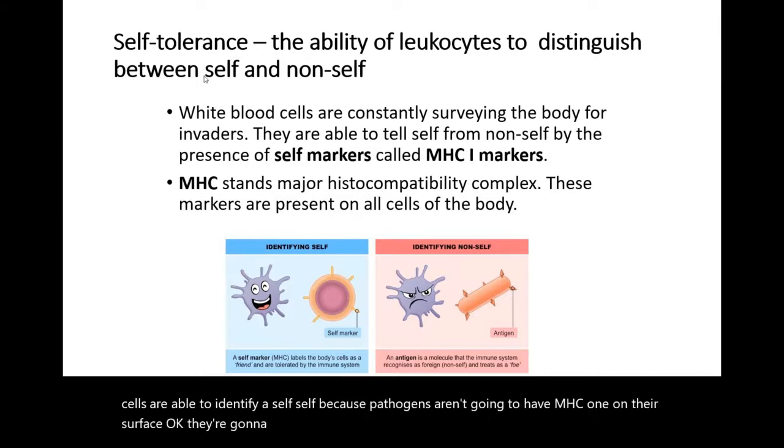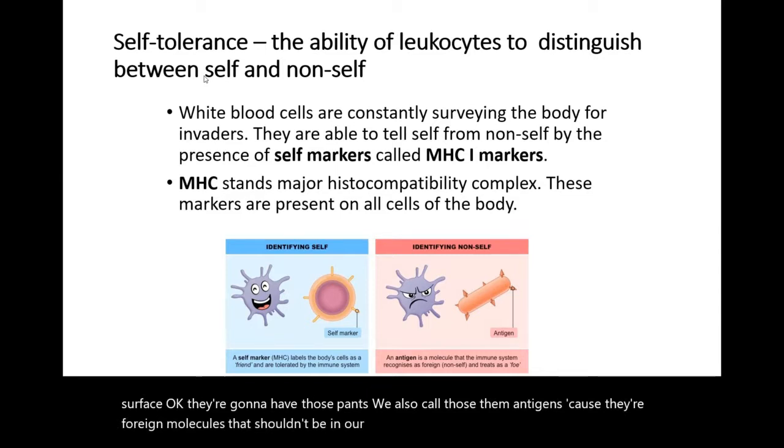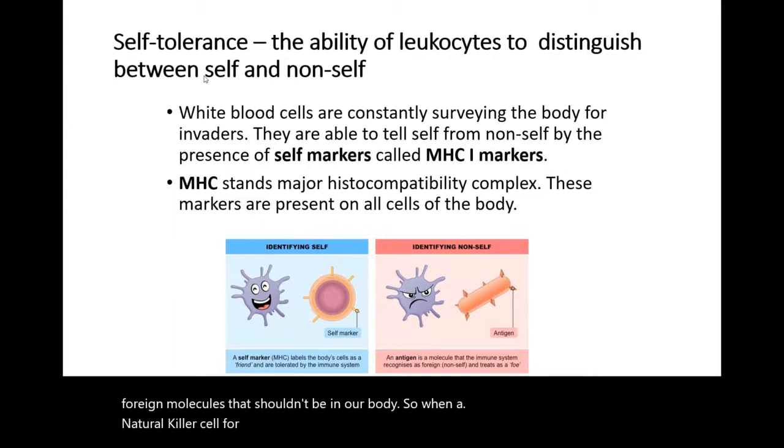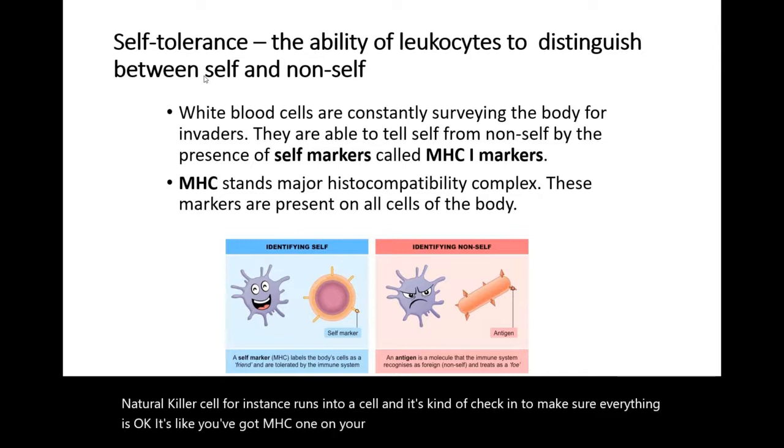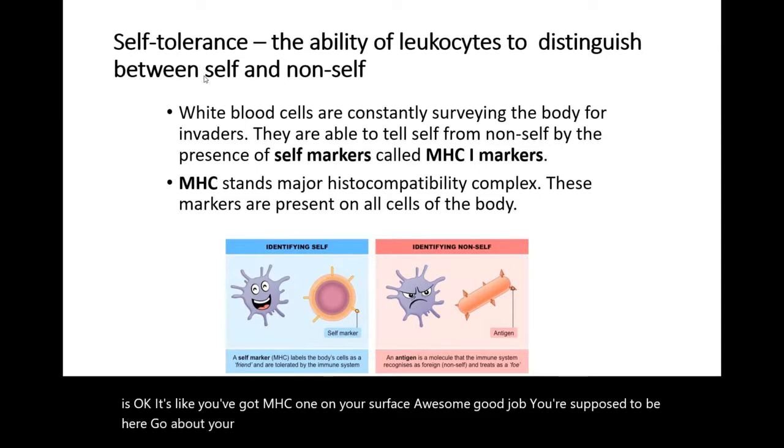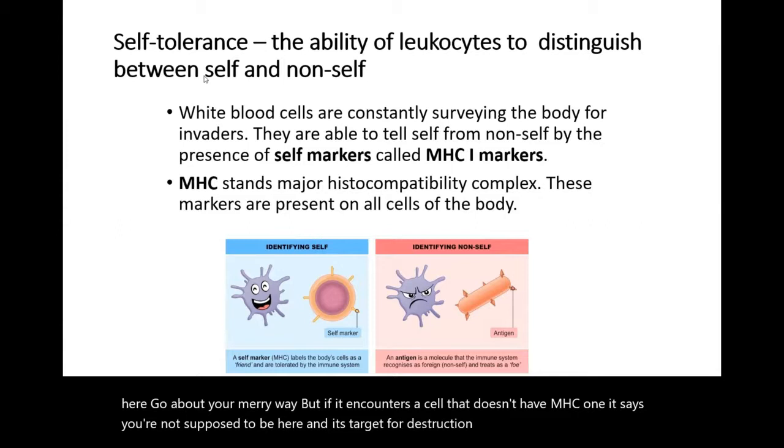Okay, they're going to have those PAMPs. We also call them antigens because they're foreign molecules that shouldn't be in our body. So when a natural killer cell, for instance, runs into a cell and it's checking to make sure everything's okay, it's like, oh, you've got MHC1 on your surface. Awesome, good job. You're supposed to be here. Go about your merry way. But if it encounters a cell that doesn't have MHC1, it says, you're not supposed to be here, and it targets it for destruction via various ways.